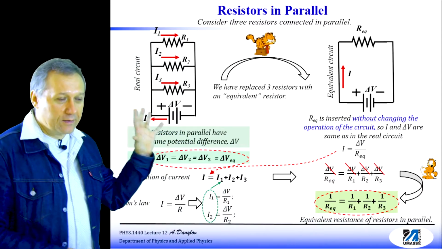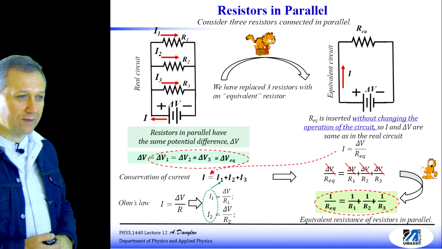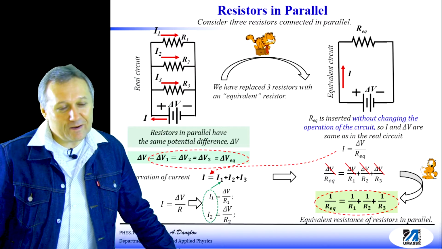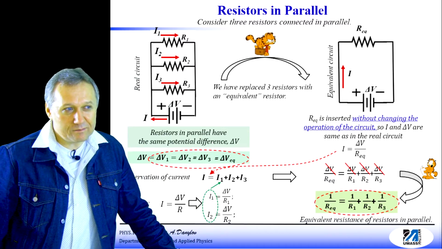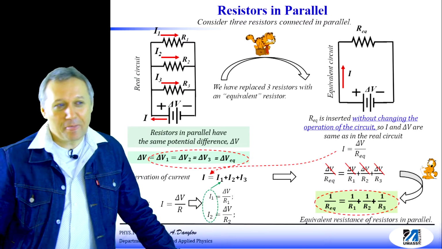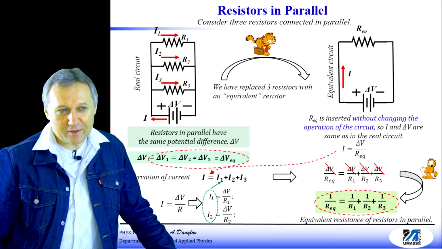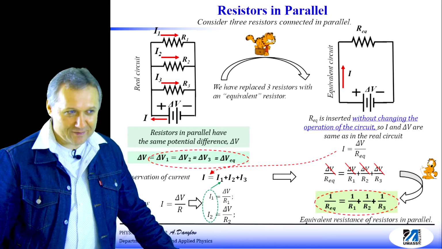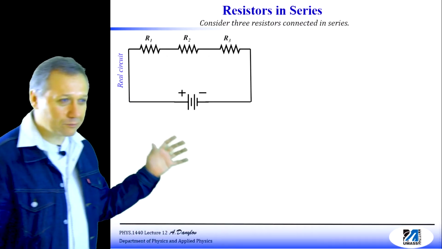Okay, so that's what we can get from this parallel case. Now let's do something extremely similar to derive a formula which we will use to find R equivalent when resistors are connected in series.